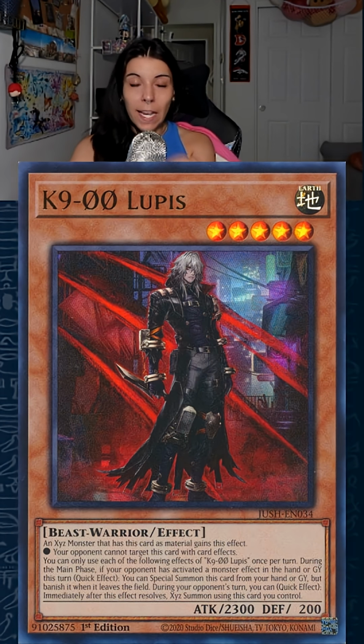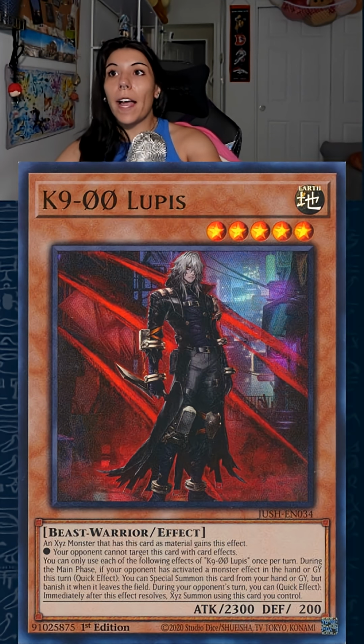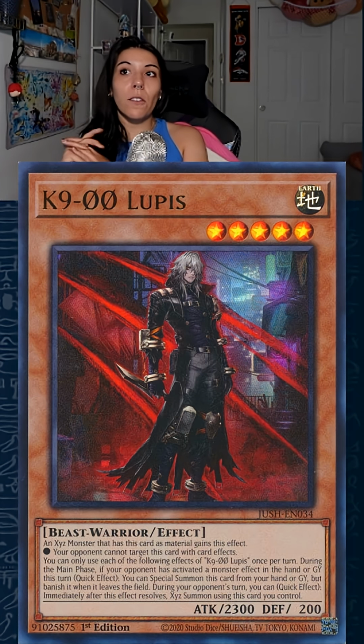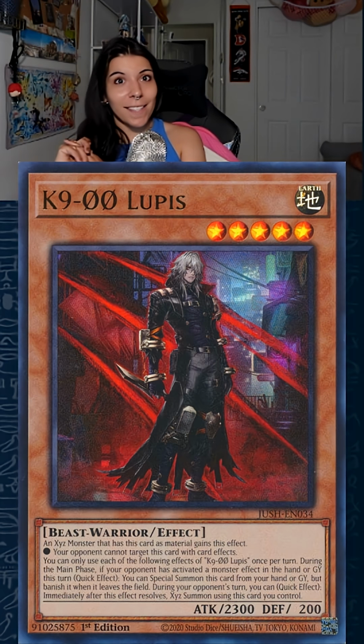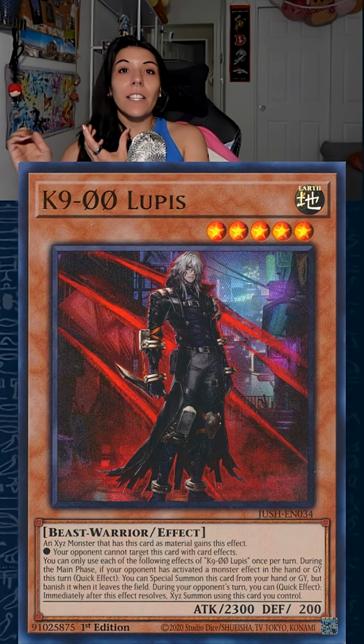The third thing under the umbrella of activation requirements is conditions. A good example of conditions as an activation requirement is Canine Lupus. So again, you know a card activates when you see that colon. So if we look at Canine Lupus, it says during your main phase, if your opponent has activated a monster effect in hand or graveyard this turn, quick effect. We're going to talk about quick effects, trigger effects, all of that, but just realize that this is also considered an activation requirement because it is a condition in order to attempt to activate this effect.